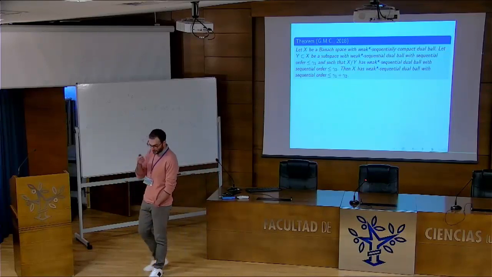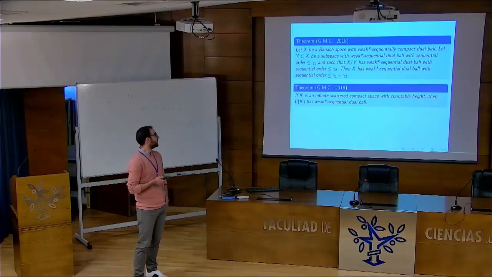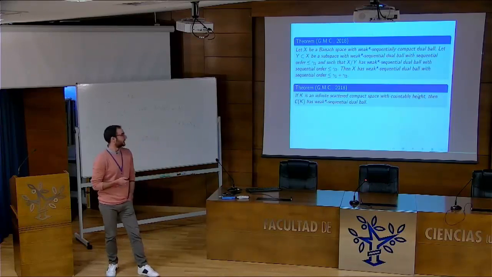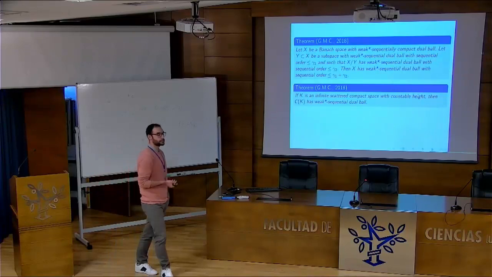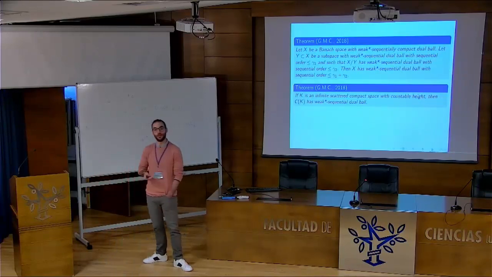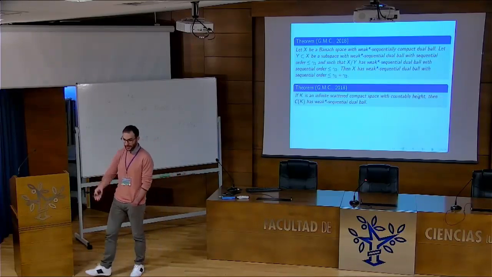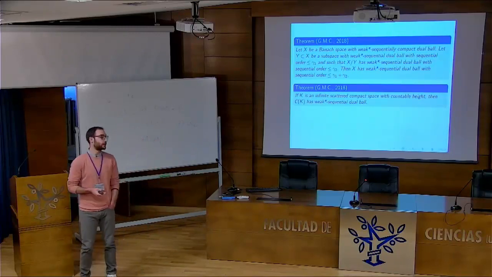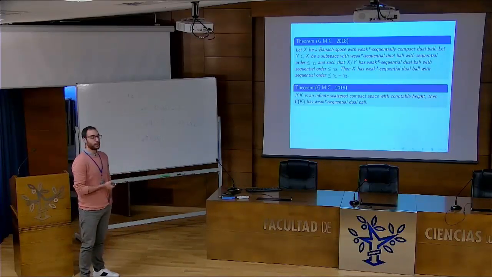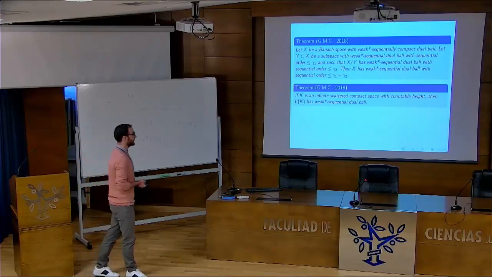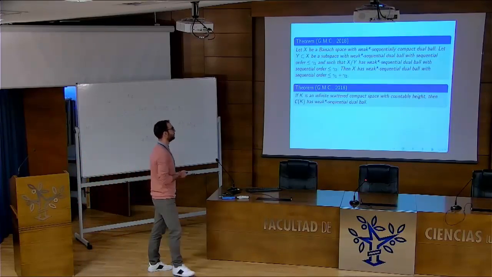So for example, if K is a scattered compact space with finite height or with countable height, then the corresponding CK space has weak-star sequential dual ball. So in particular, the CK space associated to a Mrówka family is always a Banach space with weak-star sequential dual ball.